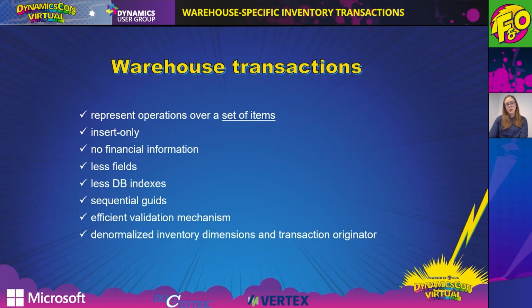They use sequential GUIDs, no number sequences, which reduces database round trips. They use efficient validation mechanisms, because with them we can do validation over a set of items. This drastically reduces the count of validations. Also, they use the normalized inventory dimensions and transaction originator to keep the data that we need very close.